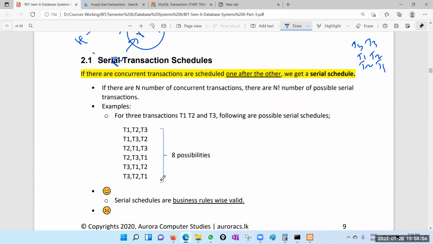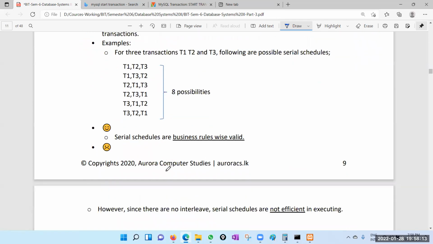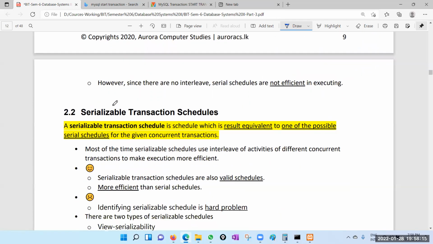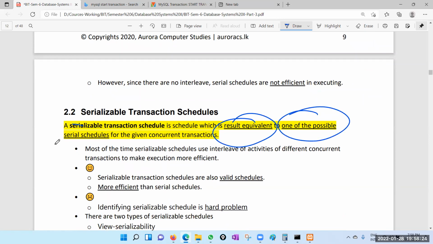Now these are the serial schedules. You can see 3 transactions, 6 possibilities. They are always safe. So a serializable schedule means it's a mixing. We are doing some mixing. It's not serial, but its result is equivalent to one of the possible serial schedules. Of course, it is not a serial schedule.